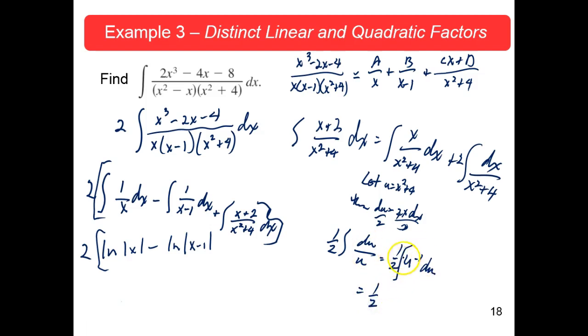That's ln u. But what is u? What is x squared plus 4. I don't need absolute value bars. Okay? Ln of x squared plus 4.